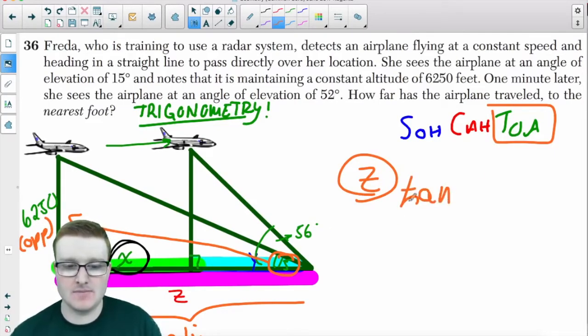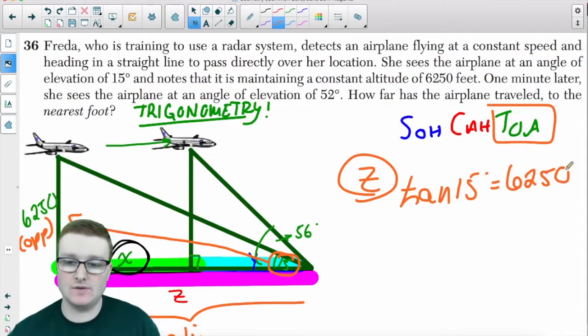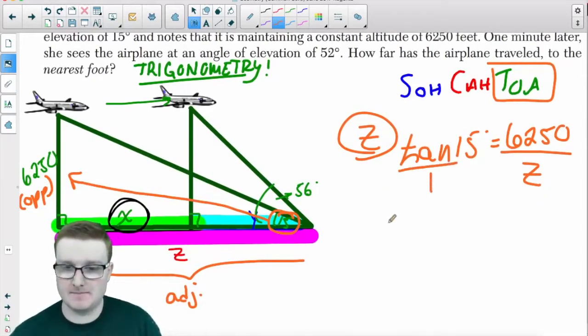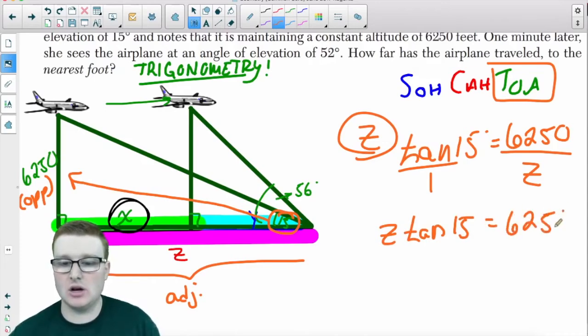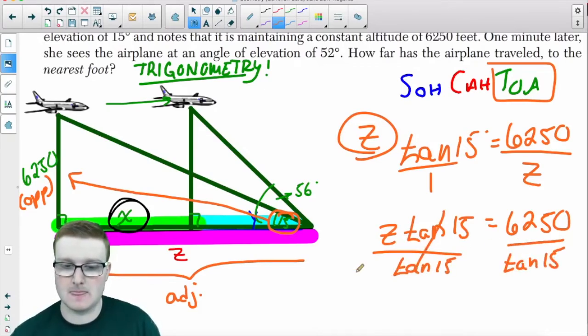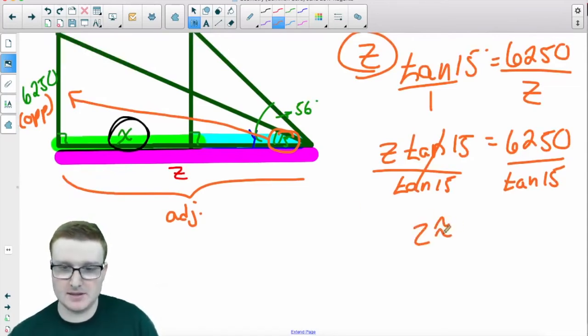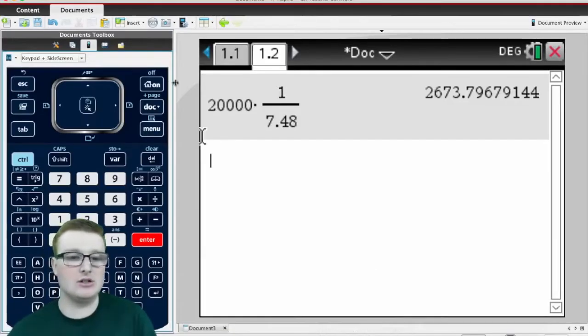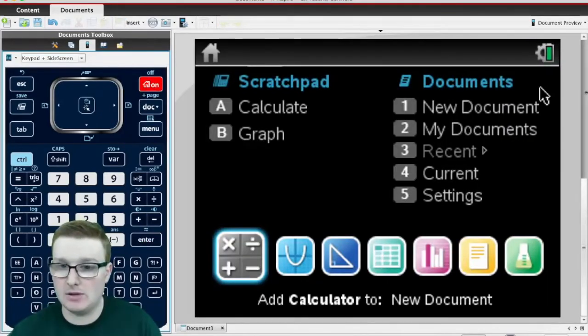So I'm going to take the tangent of 15 degrees. That equals the opposite side, which is 6,250 feet, divided by the letter z. I don't know what z is. I'm trying to find that out. So we're going to cross multiply. So we get z tangent of 15 is equal to 6,250. To solve for z, you're going to divide by the tangent of 15 on both sides. And we get z is approximately equal to, now when we plug this into our calculator, make sure your calculator is in degree mode.